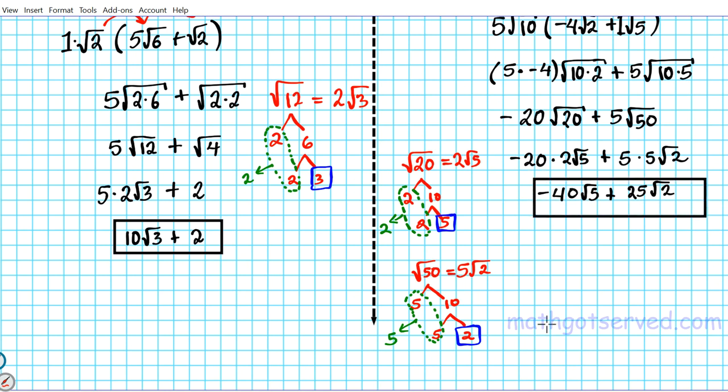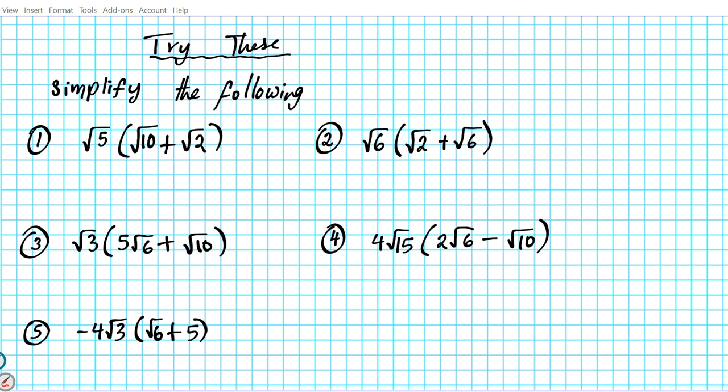All right, it's now your turn to do some practice problems. What we'd like you to do is try out these 5 problems. We'd like you to simplify the following, following the same procedure that we went over in the presentation. So go ahead and pause this video at this time and then try out these 5 problems. When you're done, click on the play button and we will reveal what the correct answers are.